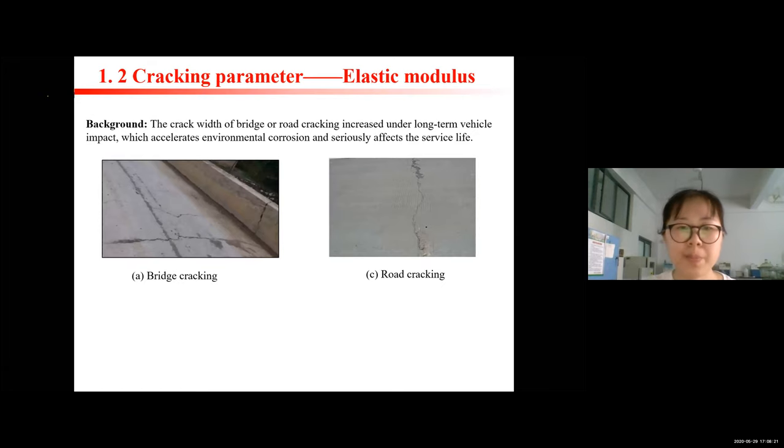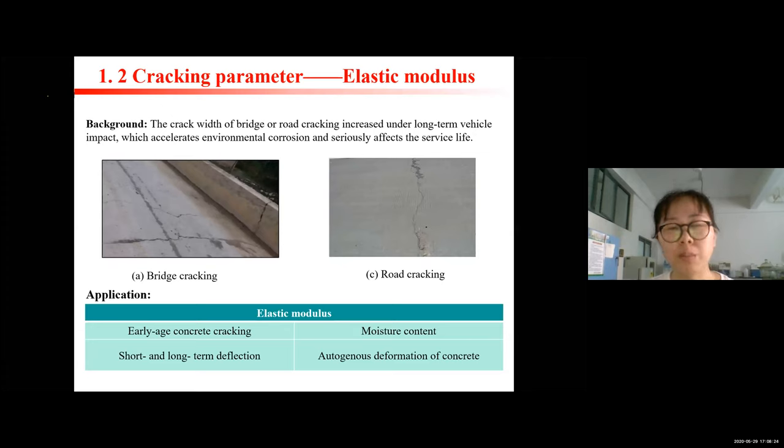However, increasing the elastic modulus of UHPC could improve the elastic deformation ability and thus delay the initial crack of the structure. Meanwhile, the elastic modulus can also be applied to the research of long-term deformation, moisture content, short-term deformation, diffraction, and autogenous deformation, etc.